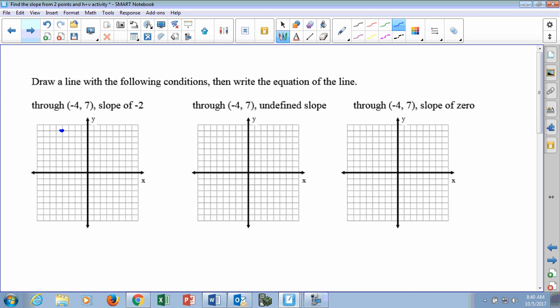4 left and 1, 2, 3, 4, 5, 6, 7. Yep, 7 up. Now, if the slope is -2, how am I going to draw my next point? If I go from this point that we just drew, how can I use a slope to draw my next point? Who remembers? We did this Monday when we actually started doing the slope of the lines. Angelique? Go down 2 and 1 to the right.